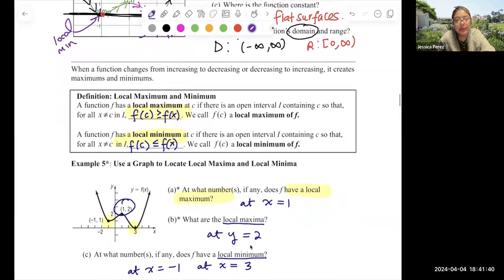So let's look at this one. Use the graph to locate local maximum and local minimum. At what numbers, if any, does f have a local maximum? At x value being 1, at y being equal to 2. When they say at what numbers, they refer to the x values.